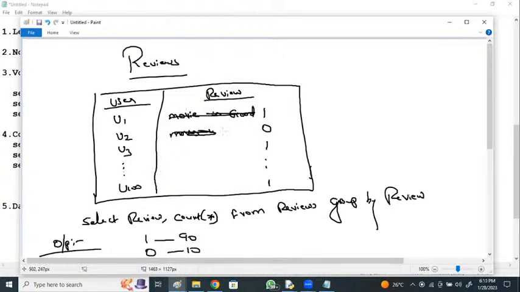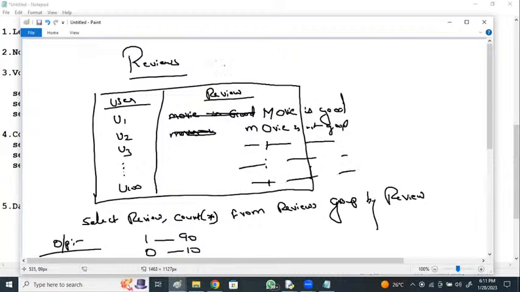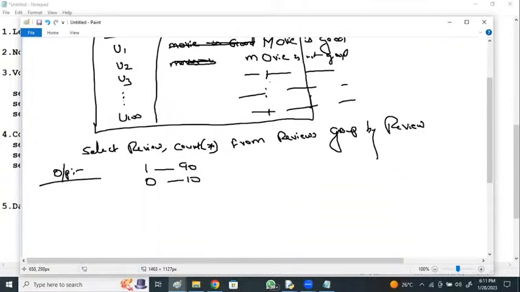This kind of structured data, okay. But if the reviews won't be given in the zeros and ones, right? They give the reviews in their own text format. First person saying movie is good. Second person saying movie is not good. So in this way, they are giving the review in their own text format, right? So here, 90 people saying movie is good and 10 people saying the movie is bad, right?